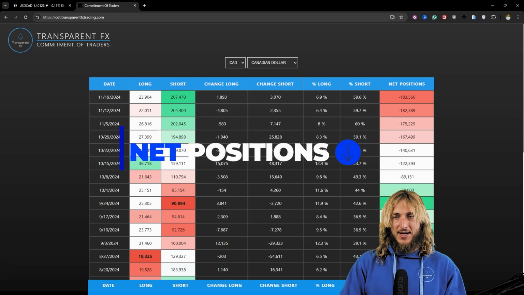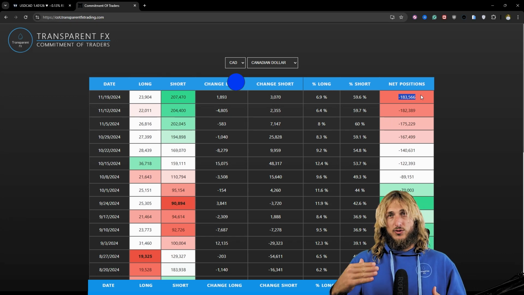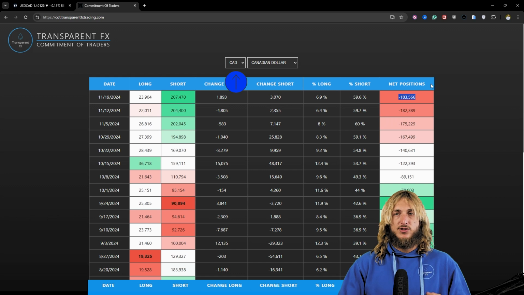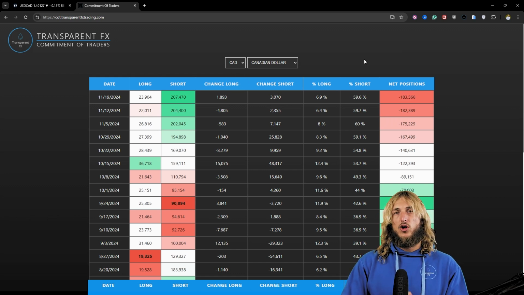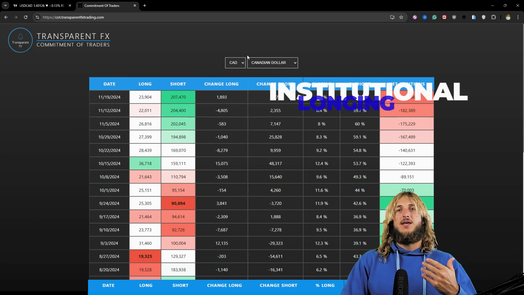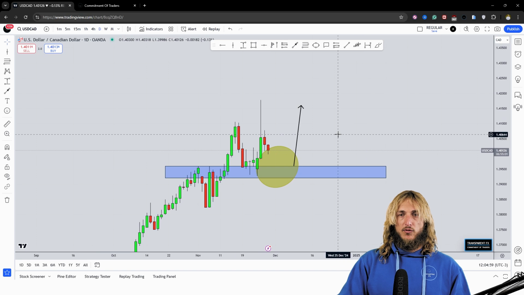We went from having minus 65.5k net positions all the way down to minus 183k net positions, showing how institutions have been moving aggressively to the bearish side of the CAD, therefore making USDCAD stronger, because keep in mind that all currencies on the spot are traded against the USD. So if institutions are shorting the CAD, they're making USDCAD stronger. So let's keep this in mind and move back to the chart.